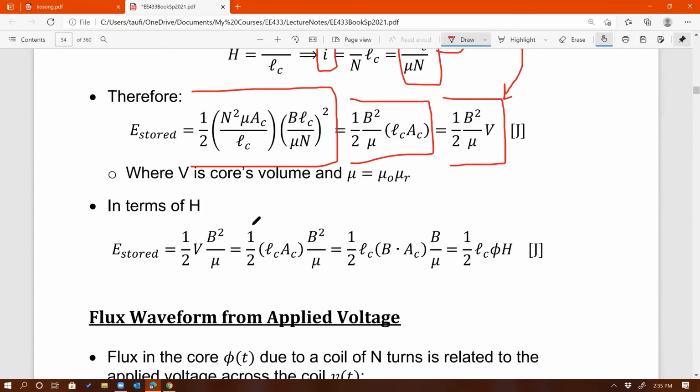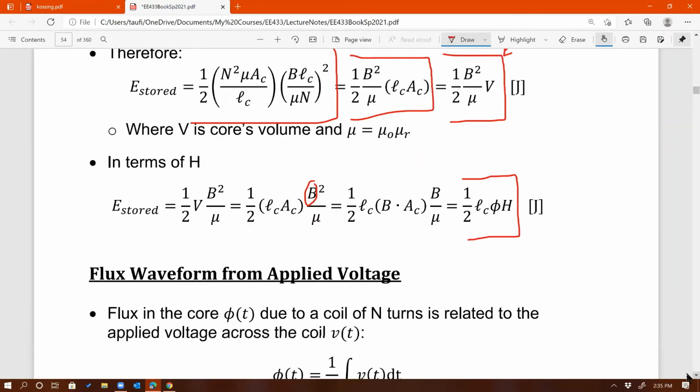And in terms of H, I can just change this back into H right there, right? At the end, you get 1/2 LC phi times H. Okay? Just more equations for you to choose from for calculating energy stored in the core. Are there any questions?